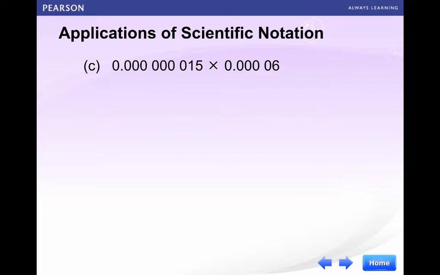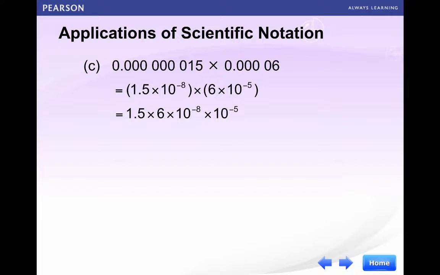How about this kind of multiplication? First, we use scientific notation to represent the numbers. Then you can multiply 1.5 by 6, and 10 to the power negative 8 times 10 to the power negative 5. So it will be 9 times 10 to the power negative 13.